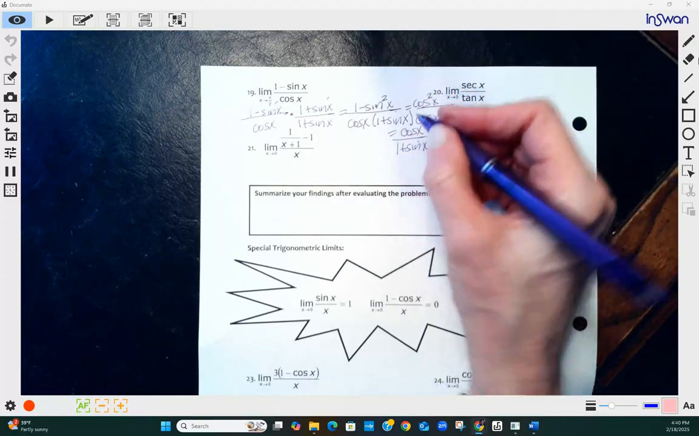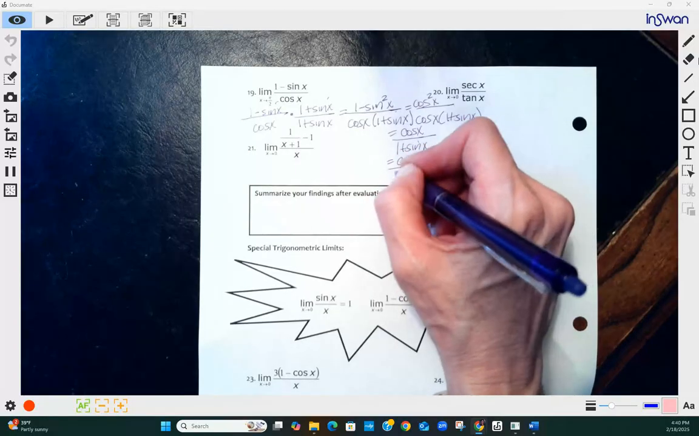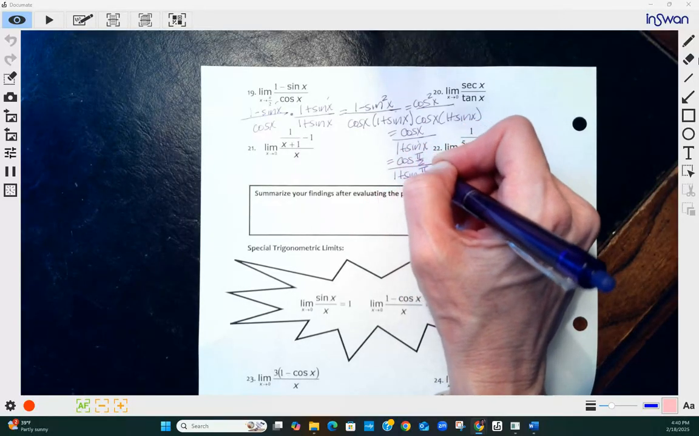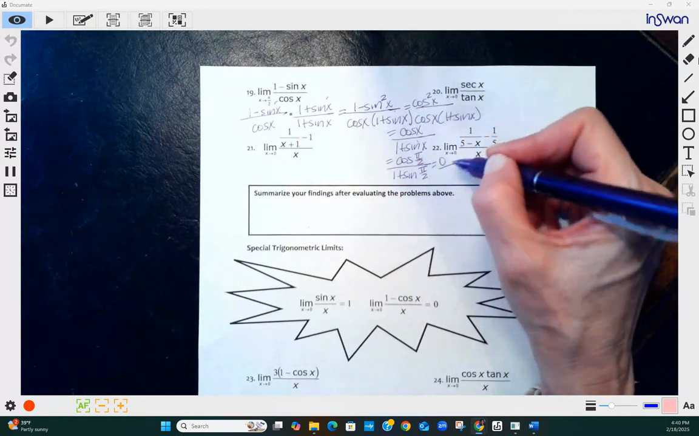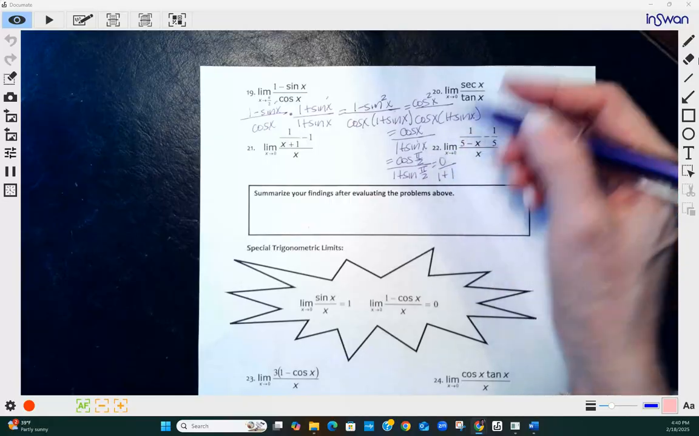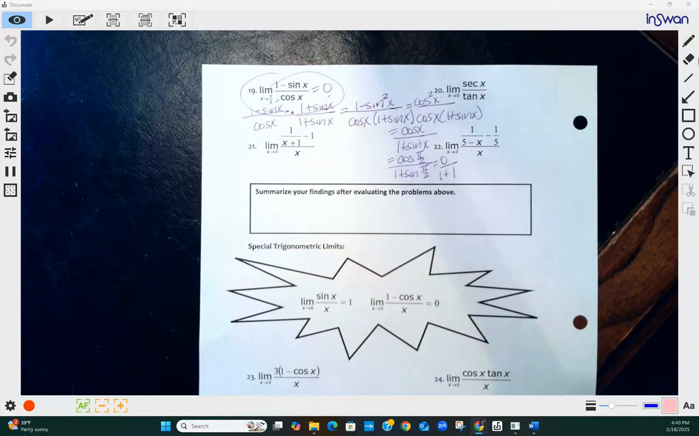And then when you substitute in the pi over 2, cosine of pi over 2 is 0. Sine of pi over 2 is 1. 0 divided by anything is 0. The limit is allowed to be 0, so that's not an issue.